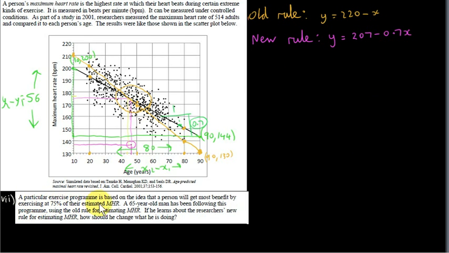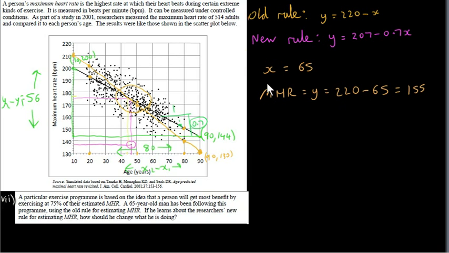A particular exercise program is based on the idea that a person will get most benefit by exercising at 75% of their estimated maximum heart rate. A 65-year-old man has been following this program using the old rule for estimating MHR. If he learns about the researcher's new rule for estimating MHR, how should he change what he is doing? So let's see what 75% of MHR is for a 65-year-old man using the old rule. So his age is 65, that's X. So the maximum heart rate is going to be Y, which is going to be 220 minus 65.